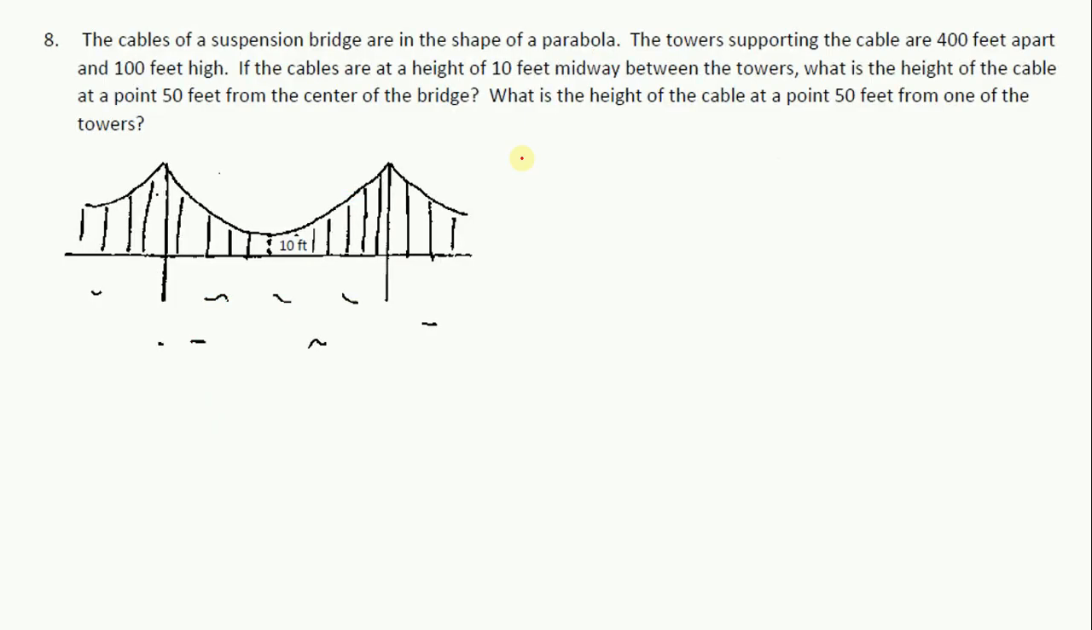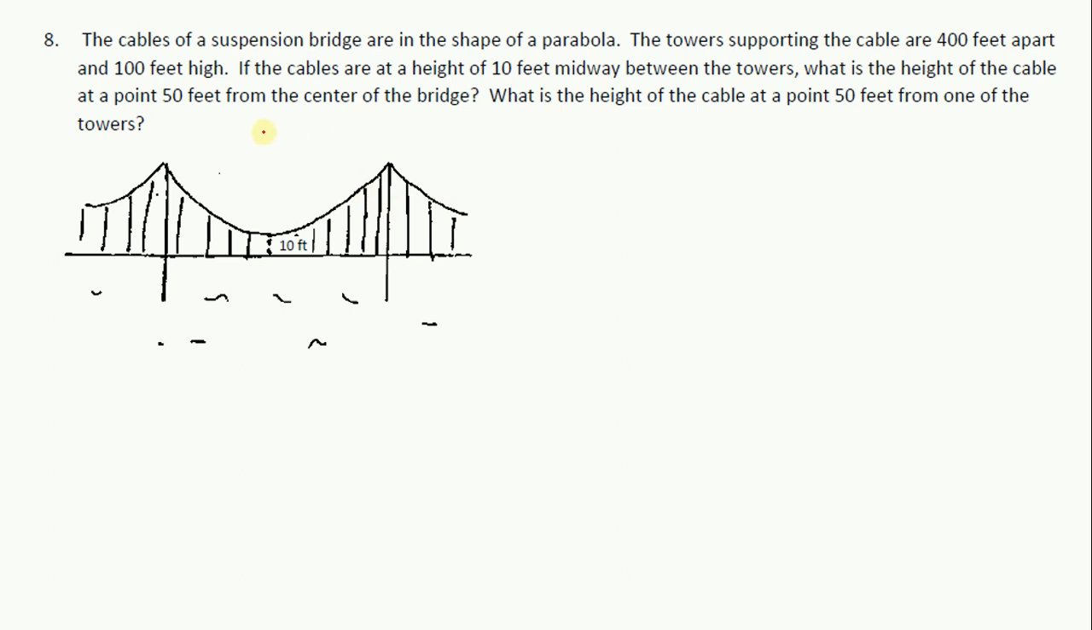Number 8. So number 8 talks about a bridge here. We got a lovely picture. They tell me the cables of a suspension bridge are in the shape of a parabola. The towers supporting the cable are 400 feet apart and 100 feet high. If the cables are at a height of 10 feet midway between the towers, what is the height of the cable at 50 feet from the center, and what's the height of the cable at 50 feet from the towers?